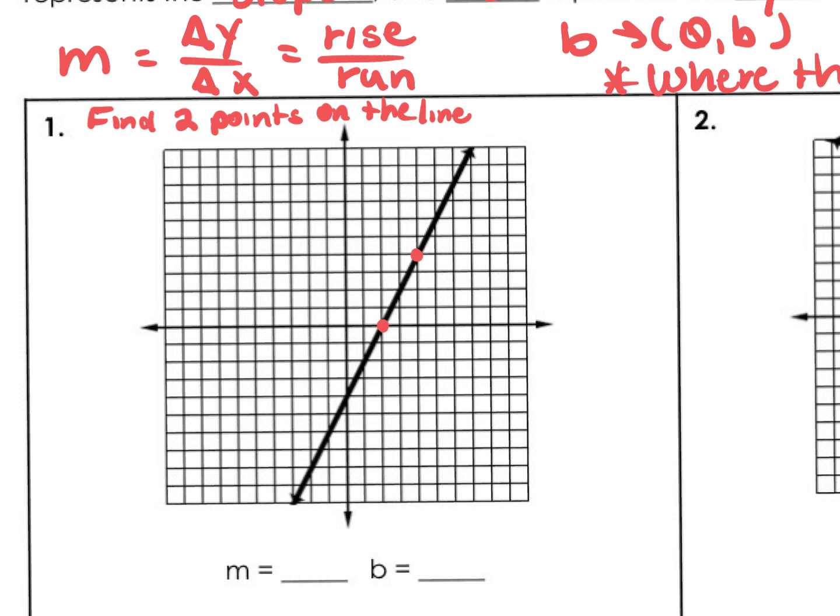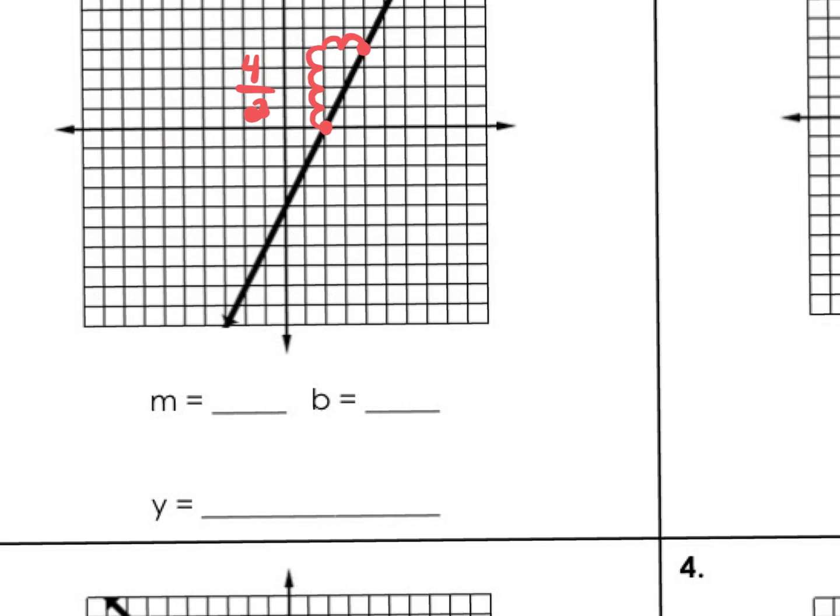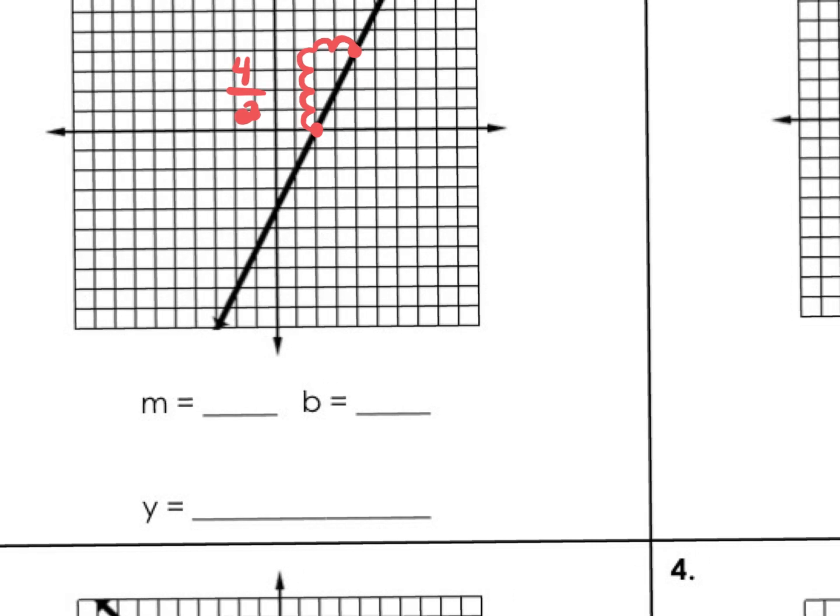And then you count. One, two, three, four. Over 2, 1, 2. Okay, and that is your slope, and we must simplify it. When we simplify it, our slope is 2.